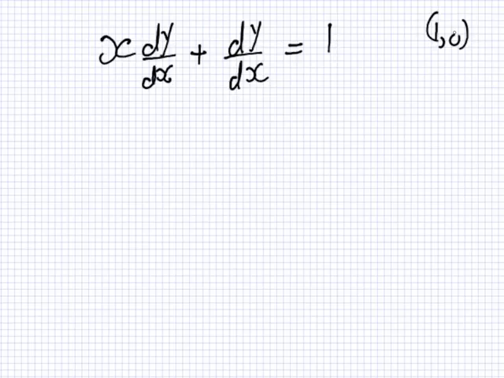So, what's the first step? What did you do first, I should say then? I just changed the position of them. Like dy over dx equals 1 minus x dy over dx.